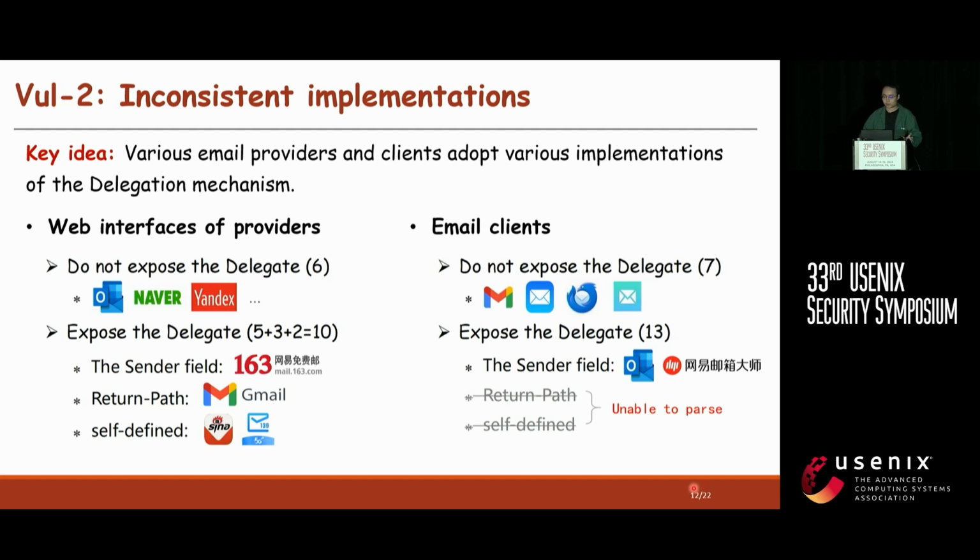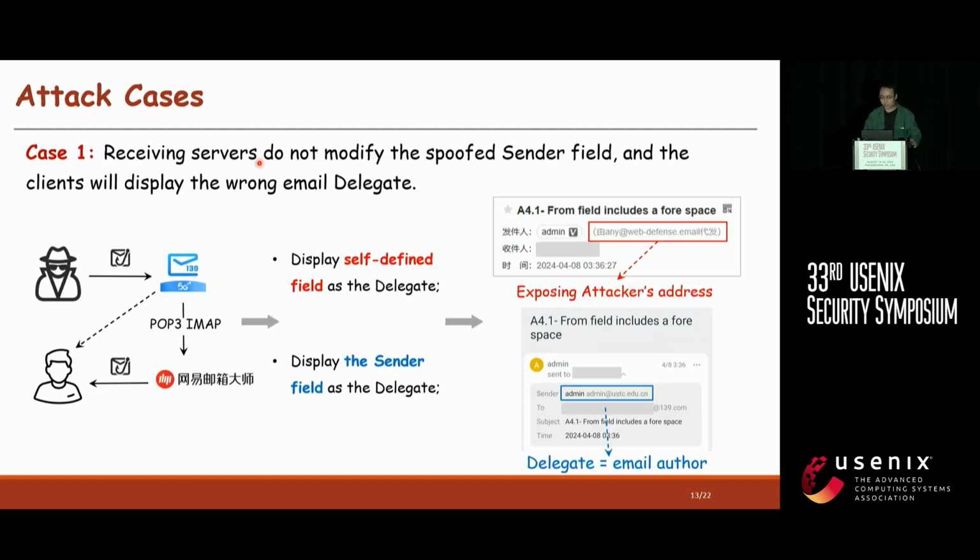So combining these mentioned issues with protocol and implementation, we have summarized the 3 different attack cases. The first attack case is that the receiving servers do not modify the spoofed sender field, and the clients will display the wrong email delegate to the receiver. For instance, the web interface of 139 email can expose the correct attacker's address, but does not alter the spoofed sender field, while the specific clients such as NetEase can only parse the spoofed field. This creates an opportunity for attackers to exploit the vulnerability to deceive receivers by spoofing the emails.